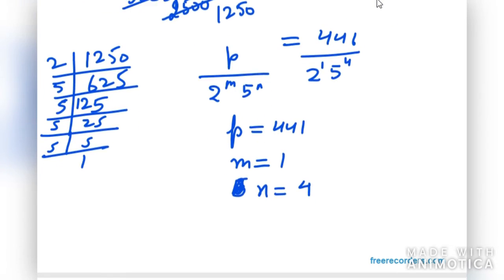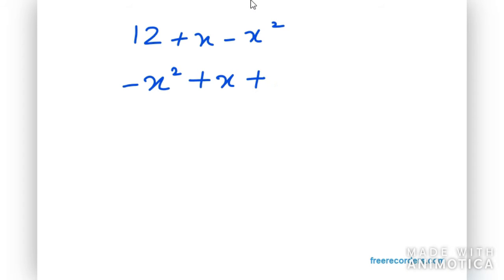Now moving on to question number 22. Represent the zeros of the polynomial 12 plus x minus x square graphically. So we need to split the middle term here, and then we will get the zeros out of this, and we have to draw it graphically. So let's see. The equation was 12 plus x minus x square. Now we need to rearrange it, and it will be minus x square plus x plus 12.